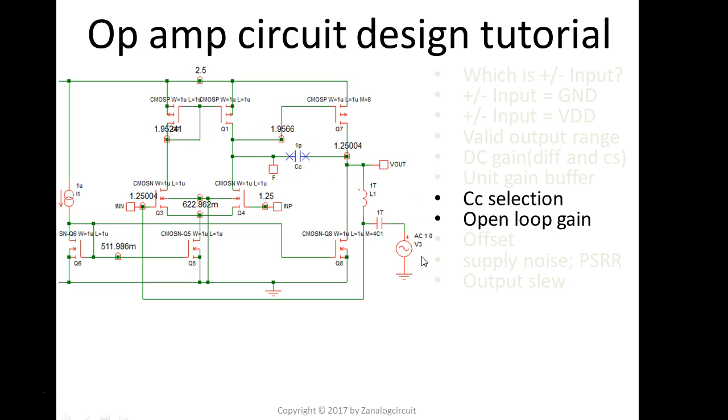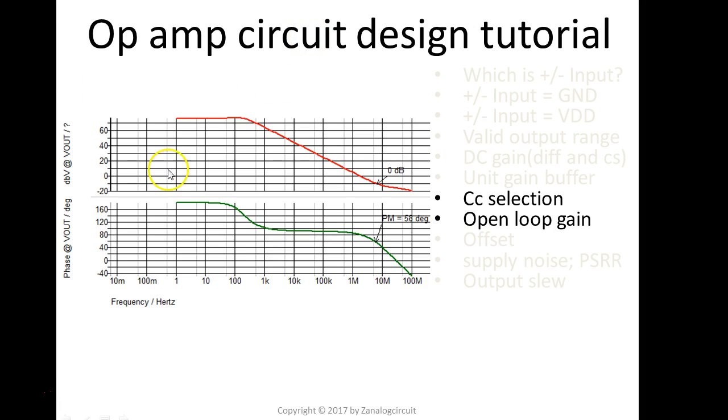The criteria is to find out that when the loop gain is 0 dB, do we still have enough phase margin? Usually, for phase margin, we're talking about 50 degrees, 60 degrees most of the time. So here's the AC loop analysis result. So let's see, where's the 0 dB point?